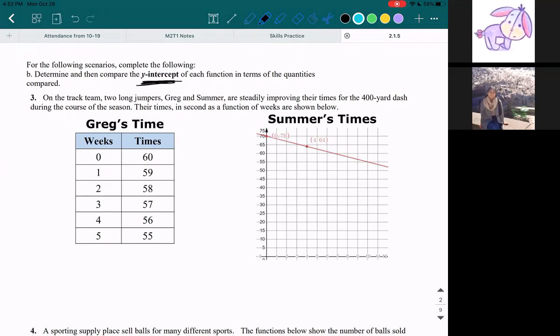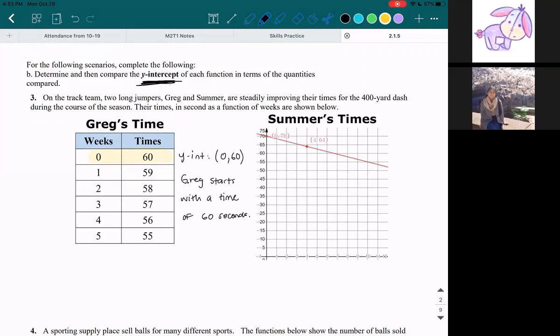So the starting value. I think you guys are going to like how straightforward this one is. When you have it on a t-table, you ask yourself, what's next to 0? 60. So our starting value, our y-intercept, is 60. And what does that mean in terms of the quantities compared? That means Greg starts with a time of 60 seconds. So his running time in the beginning is 60 seconds.